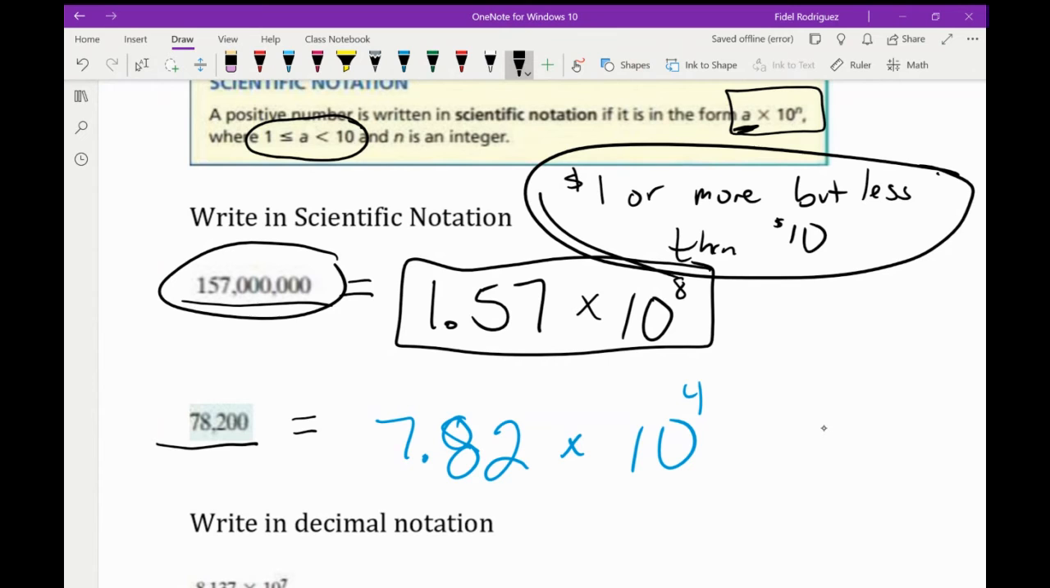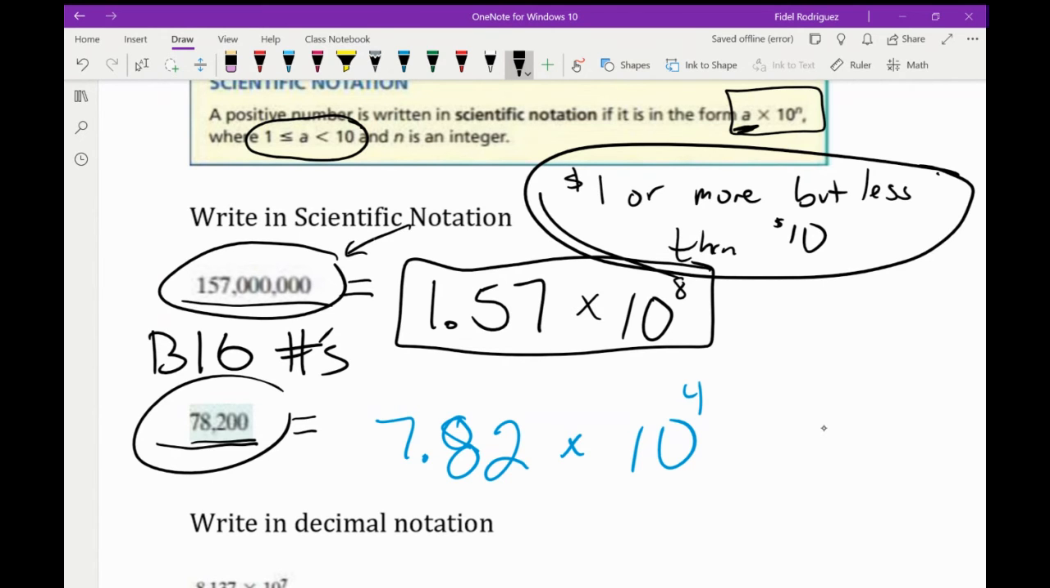These numbers here are what we call big numbers, right? Like this number is 78,200. So if somebody says, hey, I got a job for you, it's going to pay 78,200 every year, do you want it? You're probably going to say, yeah, sign me up. Or if you decided to play the lottery and you won $157 million, you'd probably be a pretty happy person too. So anytime my numbers are big, my exponents here, my powers, are going to be positive numbers, okay?